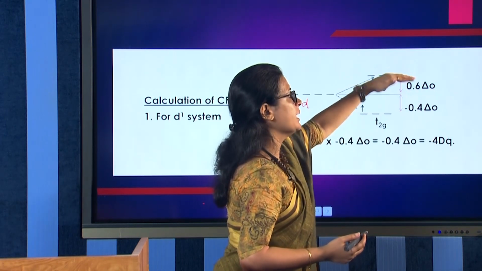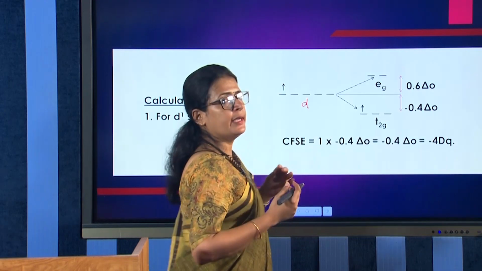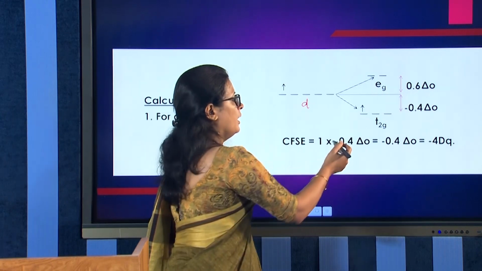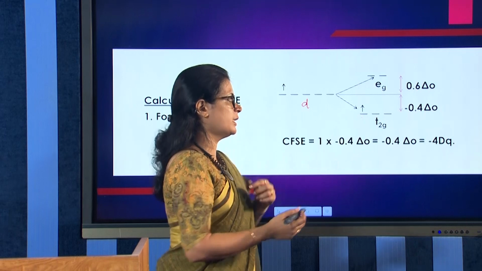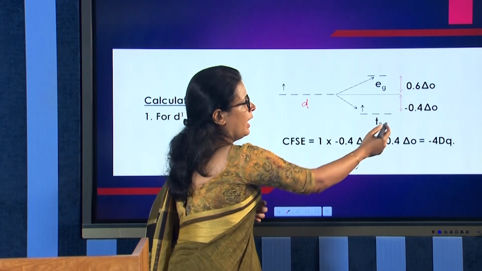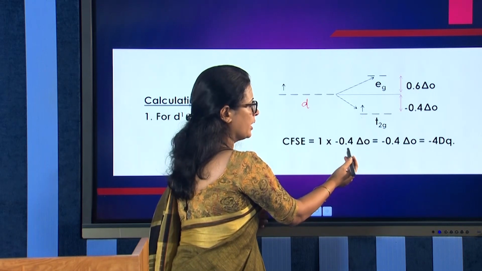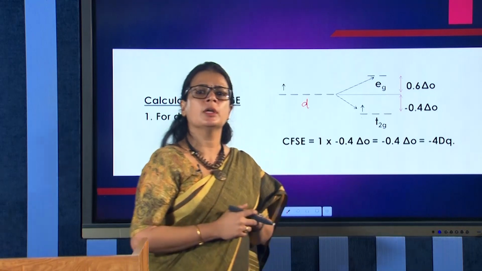This is destabilized by 0.6 delta O. Okay. And now, how to calculate the crystal field stabilization energy? You can calculate it by giving the number of electrons. How many electrons are there in the T2G set? 1 electron. So, 1 into, and what is the stabilization energy of the T2G set? It is minus 4 delta O. So, 1 into minus 4 delta O, we get minus 4 delta O.